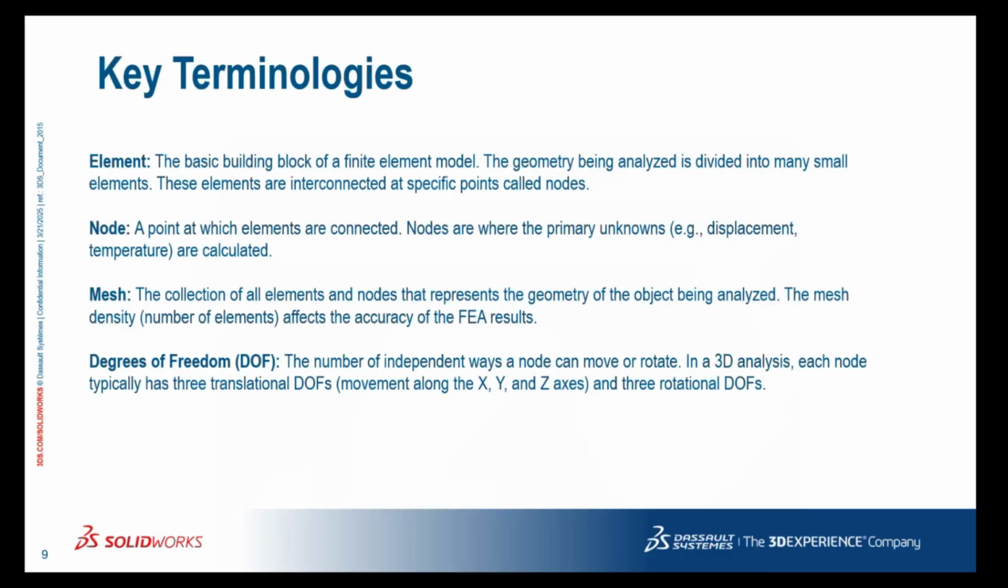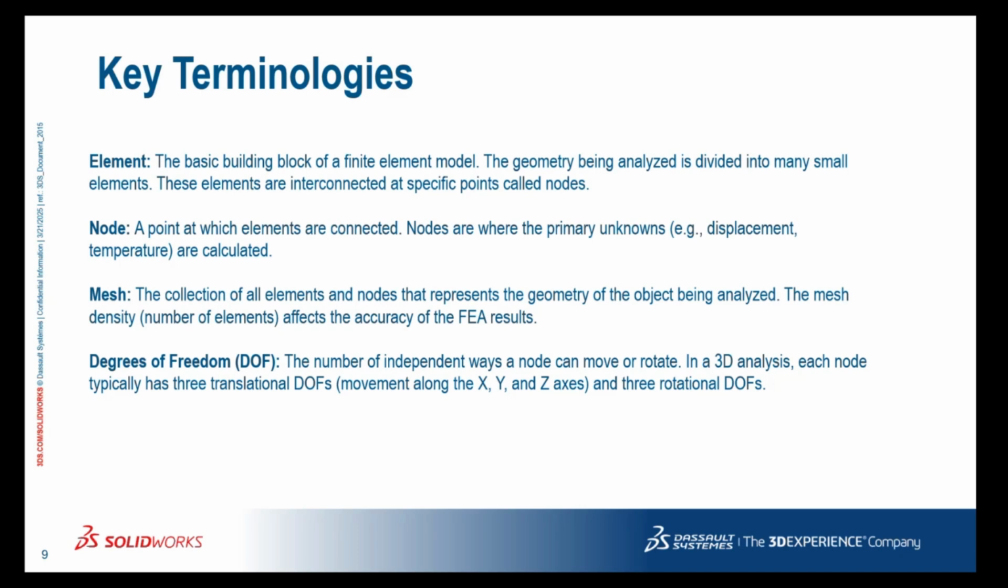Let us understand some key terminologies of FEA. First one, element. An element is a fundamental building block in FEA. From our previous example, the stick is an element. Next one is node. A node is a point at which elements are connected. From our previous example, the start point and end point of the stick are nodes. Mesh. The collection of all elements and nodes is known as mesh. The higher the mesh density, the better the FEA results, but the longer the computation time. Like the smaller the length of the stick, the better the accuracy of measuring the length, and the more time taken to measure.